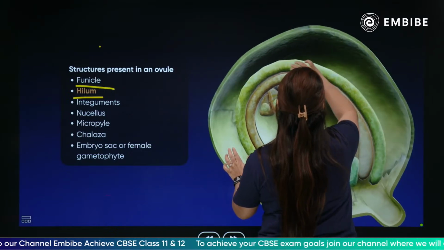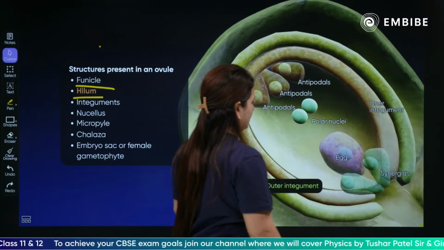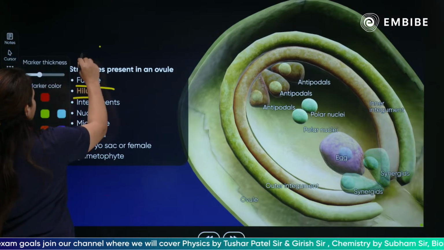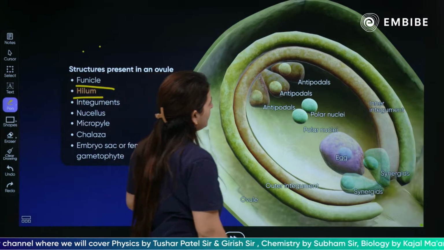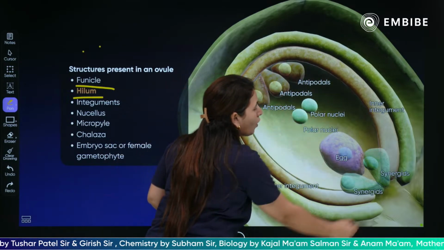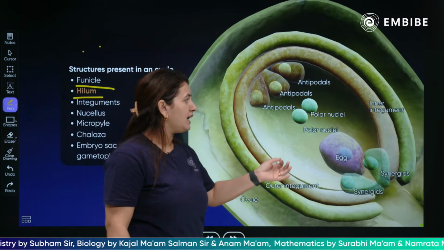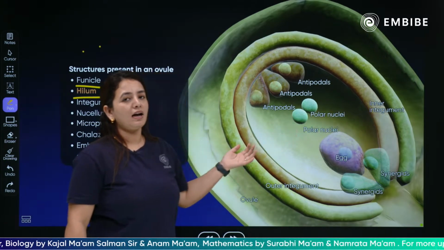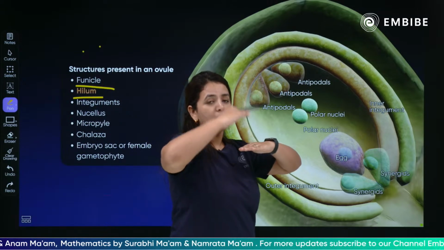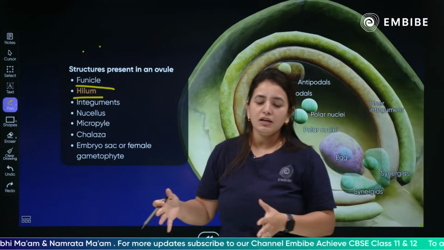This is your ovule, and this is everything present inside the ovule. If you clearly see, children, there is the funicle, the hilum, the nucellus, the micropylar end, and the antipodal end. This is the integuments. The layers of the ovule are called integuments. There is an inner layer called the inner integument, and an outer integument on the outside.